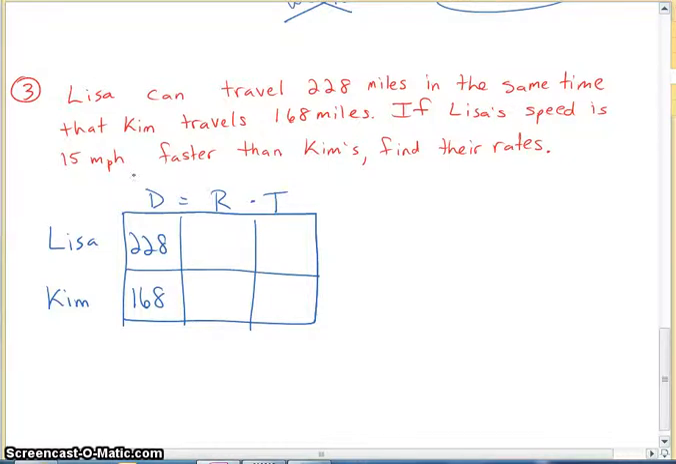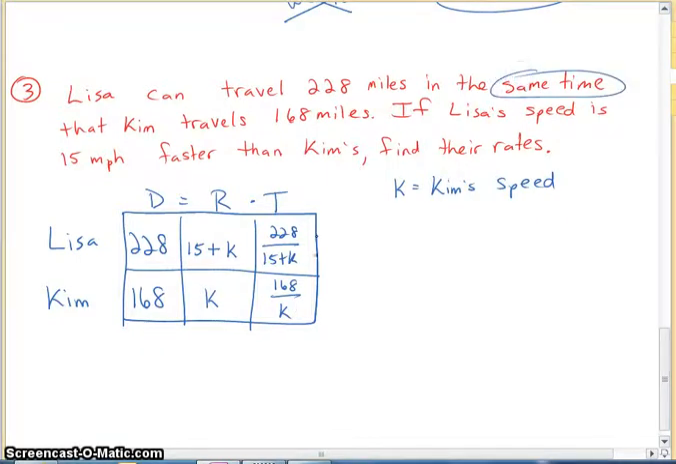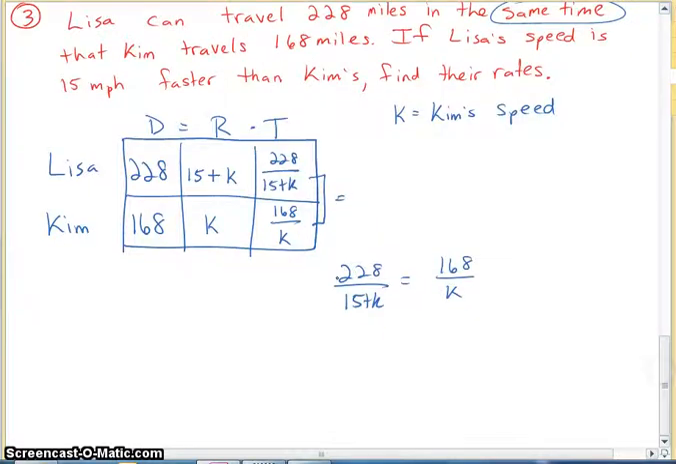Lisa's speed is 15 miles per hour faster than Kim's. So it's 15 miles per hour more than Kim's. So K is Kim's speed. It tells me that it's the same time, so that means these two are equal. So 228 over 15 plus K equals 168 over K. I'm going to get rid of the denominators by multiplying by the common denominator.